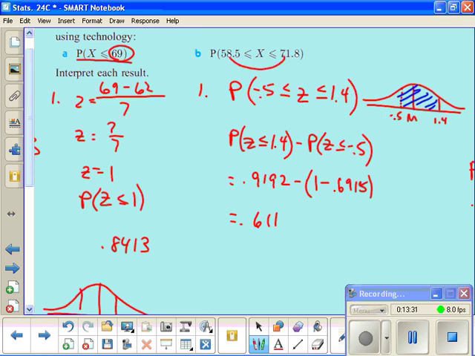Okay. That means 61.1% of the data is between 58.5 and 71.8. That's really all it's telling us. And I'm doing it using tables. Every calculator is different, so you could learn how to use it on the calculator as well.